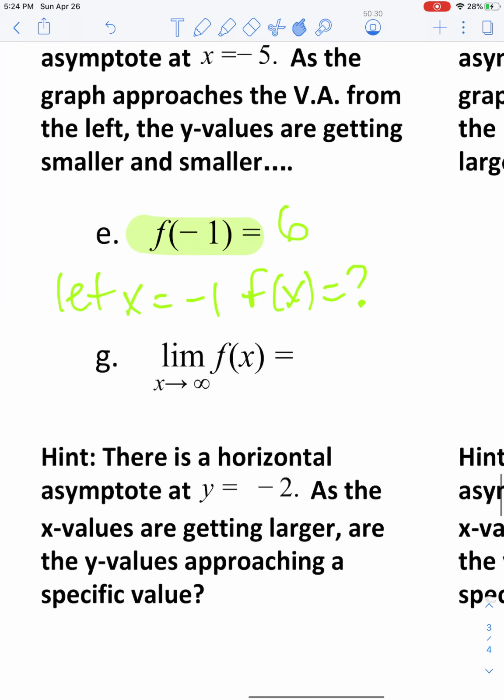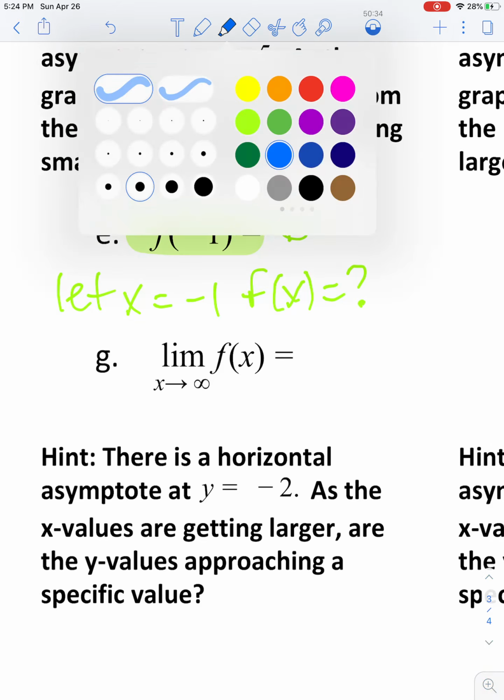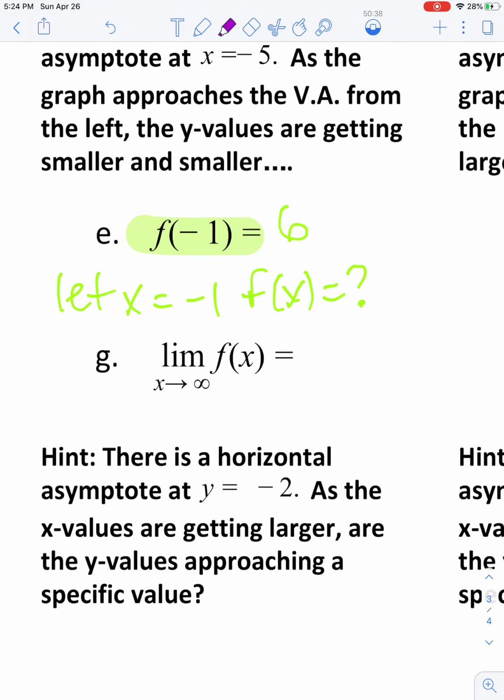All right, last couple here. Here we have some notation that we may have seen earlier in the year, but it's probably been a while. We probably saw this when we were dealing with rational functions. Here we're looking at the limit as x goes to infinity of our function.